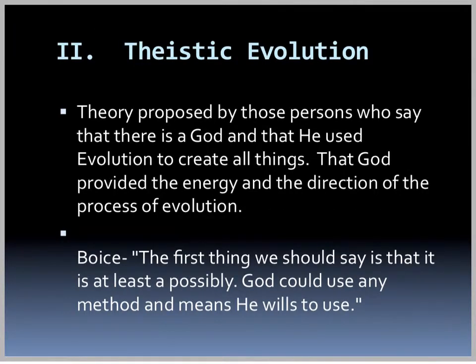The second theory is theistic evolution. This theory is proposed by persons who say there is a God and he used evolution to create life on Earth. That God provided the energy and direction of the process of evolution. And Boyce says the first thing we should say is that at least it is a possibility. God could use any method and means he wills to use.